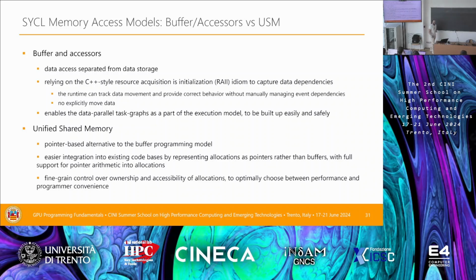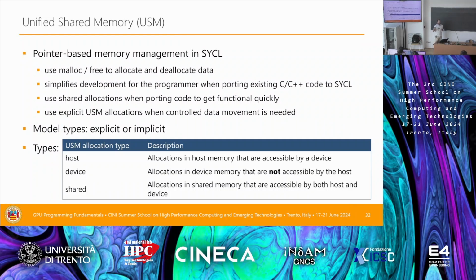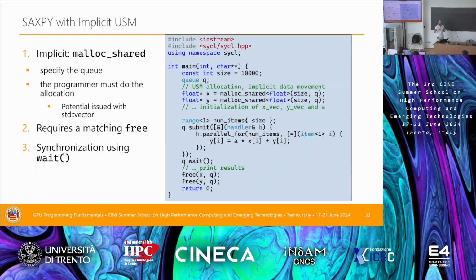With USM, instead, we use a lower level programming model. So this means that we use a malloc and a free to allocate the memory. But malloc and free is different than buffer, because malloc and free need to specify on which queue, on which device I want to allocate the data. So buffer is abstract. Okay, when we use malloc and free, then we are very, very specific. There are more ways to use USM. I will just show you implicit USM, explicit USM.